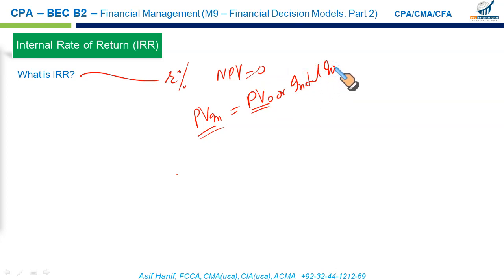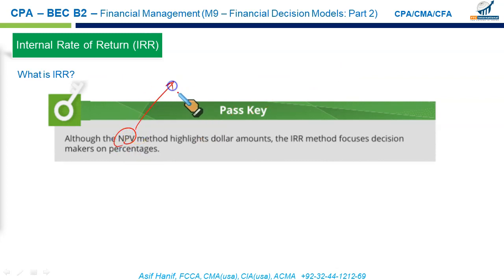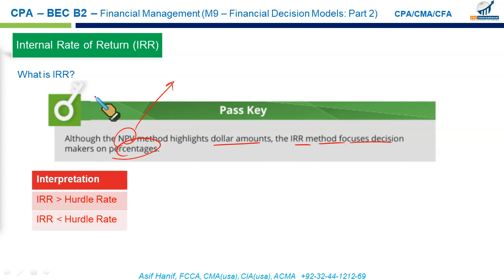The key point here to remember is that IRR is just a percentage. Although the NPV method highlights the dollar amount, NPV, which we discussed in our previous module, is expressed in absolute dollar amounts, whereas the IRR method focuses on percentage. The IRR is a percentage, a rate at which the present value of inflows is equal to the present value of outflow.